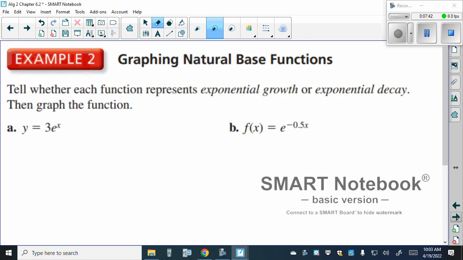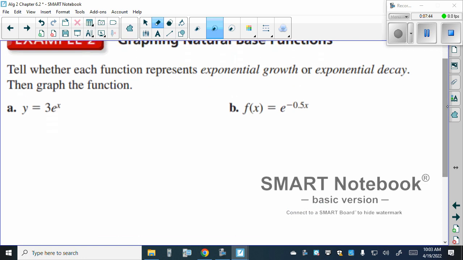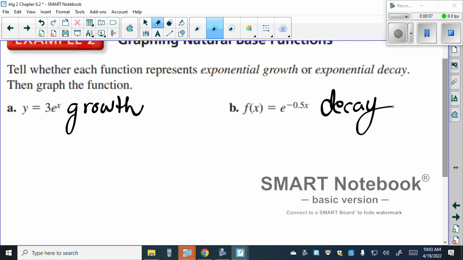We wrote in A, y equals 3 e to the x would be growth because the exponent is positive. How about e to the negative 0.5x? Decay. And it's not so much that the exponent is a decimal, it's more that it is negative.